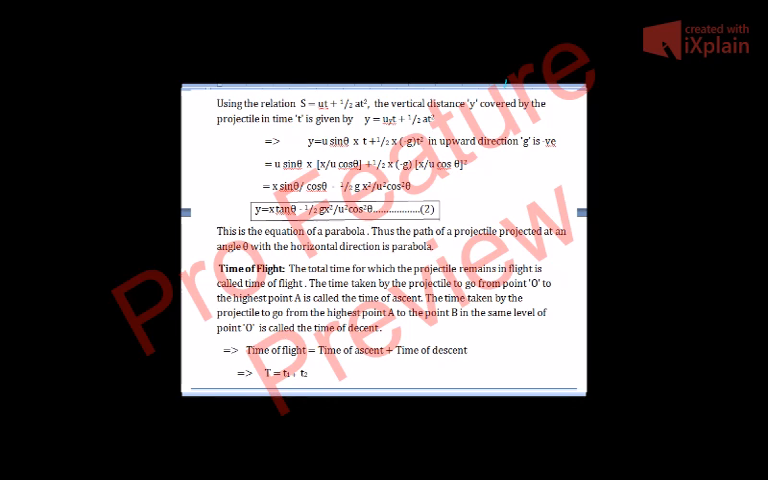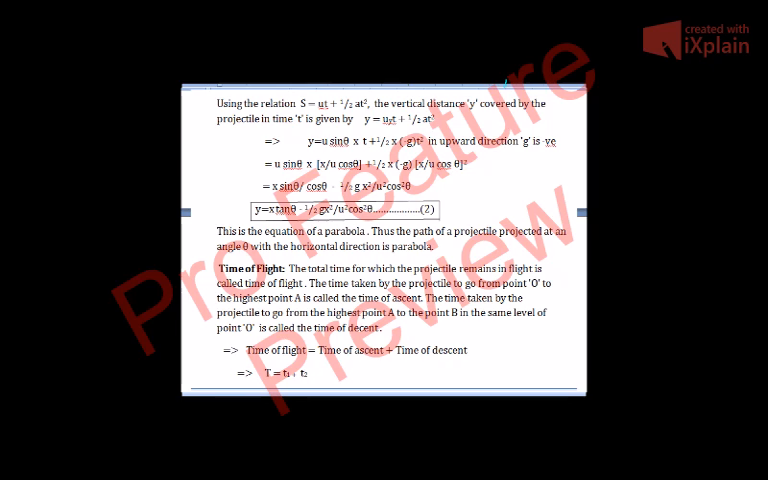So y will be equal to u sin theta into x by u cos theta plus 1 by 2 into minus g x by u cos theta whole square. Because we have calculated the value of t, we substitute the value of t, which we have calculated from equation first. You can see from equation first, t is equal to x by u cos theta. So for t we substitute x by u cos theta. So y will be equal to u sin theta into x by u cos theta plus 1 by 2 into minus g x by u cos theta whole square.